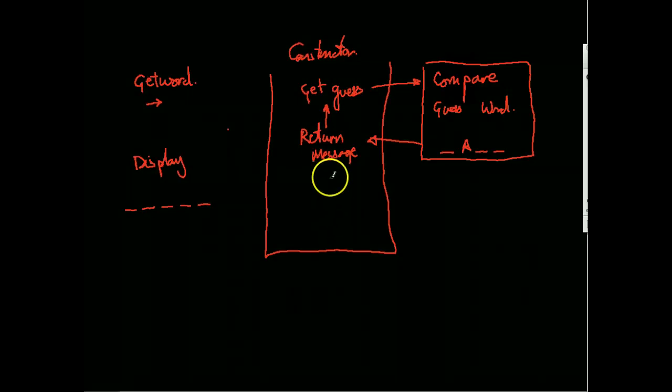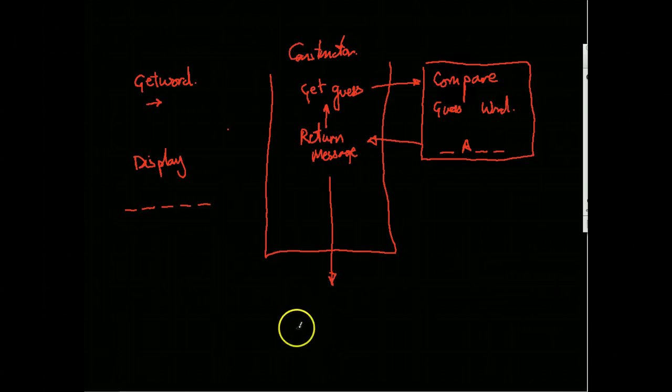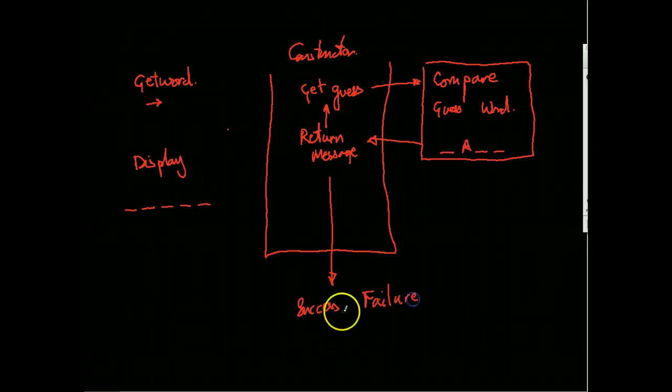Now if they do guess the word, or they don't guess the word but they've run out of guesses, then it needs to go to an end state, and the end state will just be either success or failure. And it says, well done, or sorry, try again. So that is the map of how we're going to basically pull it all together.